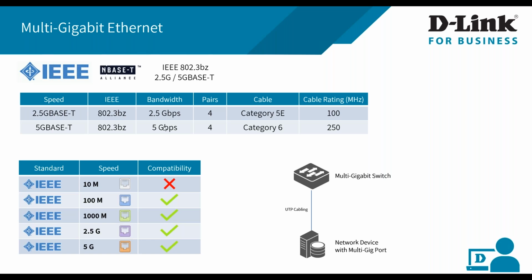Similarly, the 5GBASE-T standard supports up to 5 Gbps on Category 6 cable up to 100 meters. The best part is that these are standards, and they are backward compatible. A device which supports 2.5 Gbps is backward compatible with 1 Gbps and 100 Mbps. Similarly, 5 Gbps is backward compatible with 2.5 Gbps, 1 Gbps and 100 Mbps.